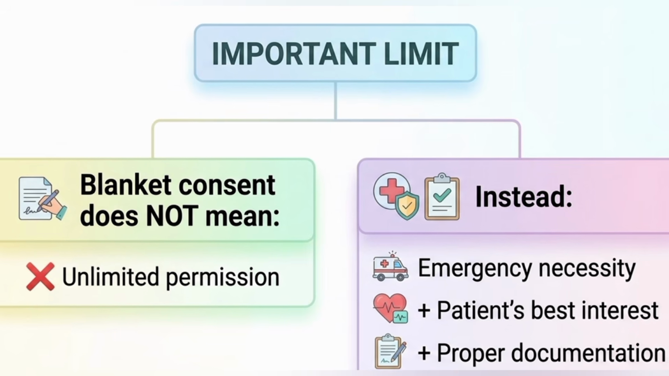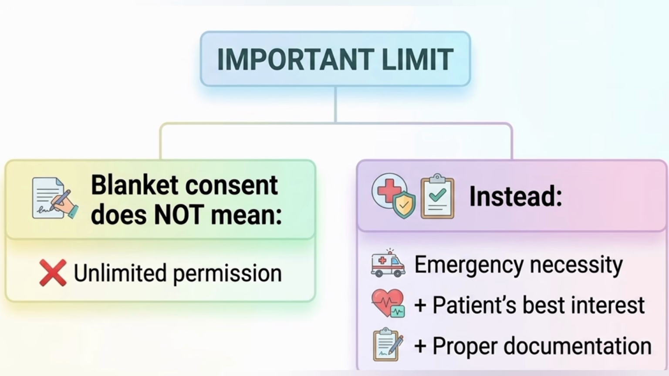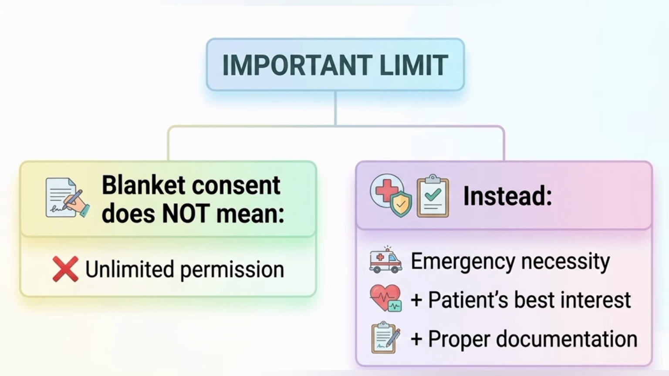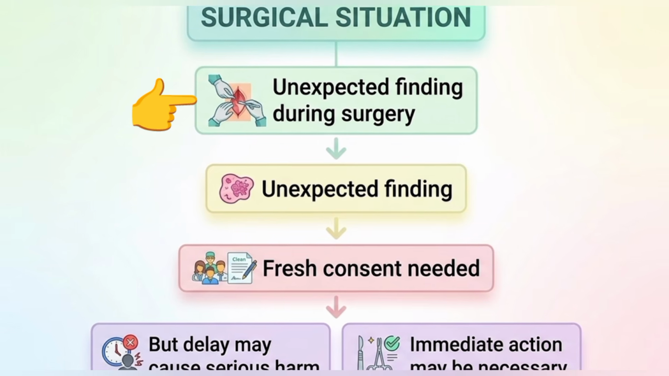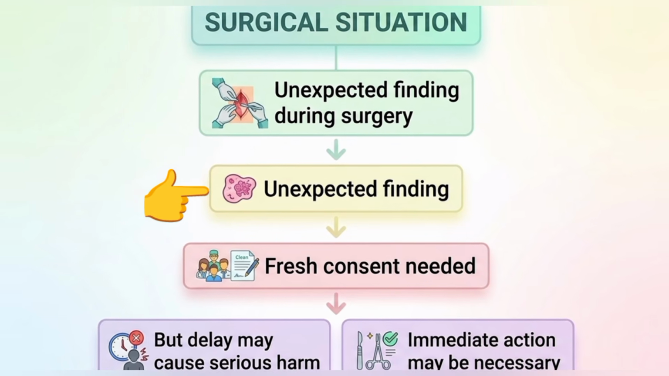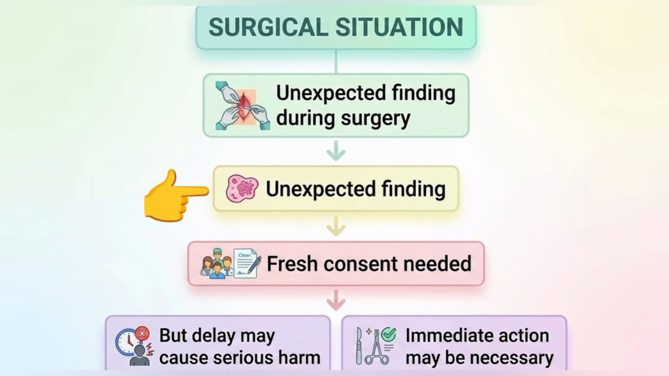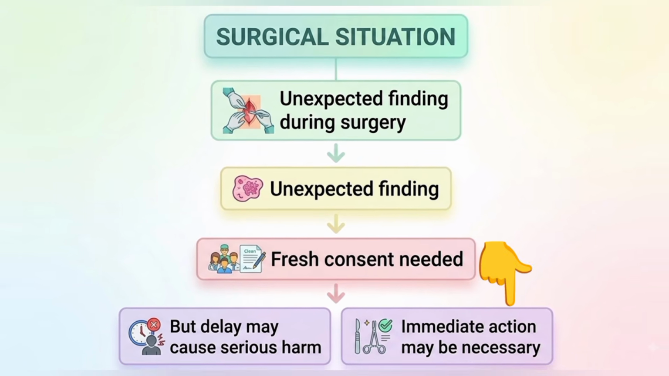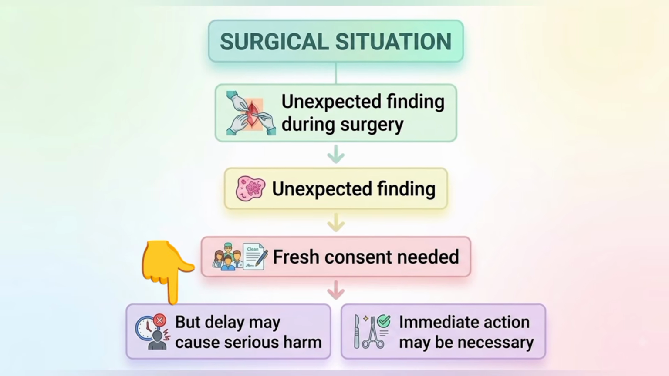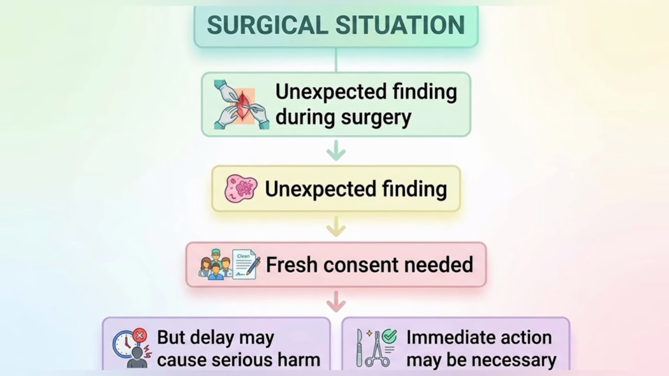Remember, blanket does not equal unlimited. A general signature does not give the doctor unlimited permission to perform any procedure. What if something unexpected is found during surgery? Sometimes, during surgery, the surgeon may discover an unexpected condition. If immediate action is necessary to prevent serious harm to the patient, the surgeon may proceed when obtaining fresh consent is impossible.